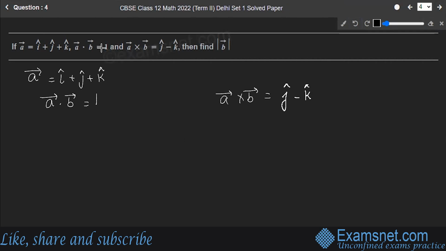Correct. First of all, let's find out the magnitude of A vector. That's given by root of 1 square plus 1 square plus 1 square. Let's write squares. That is equal to root 3, right?